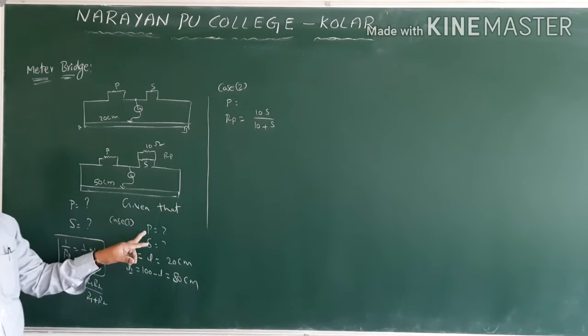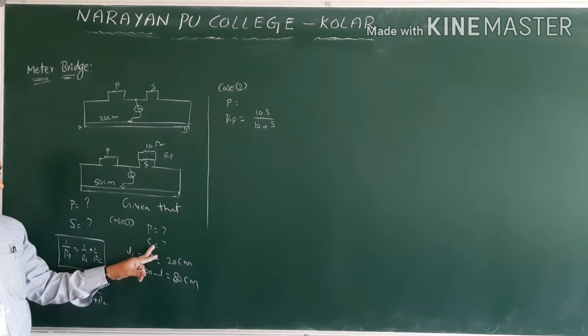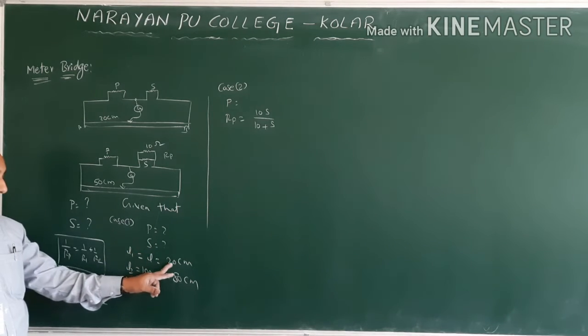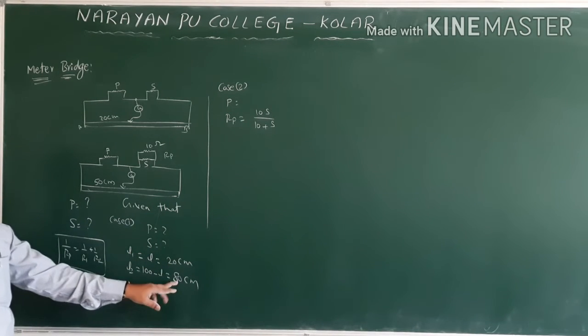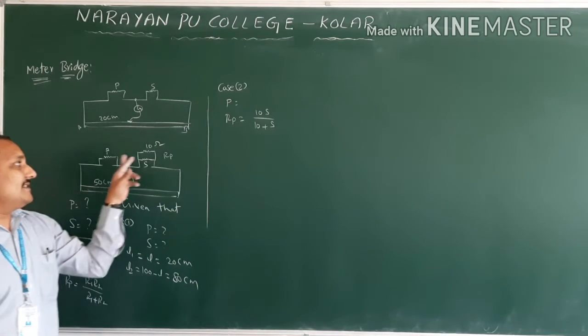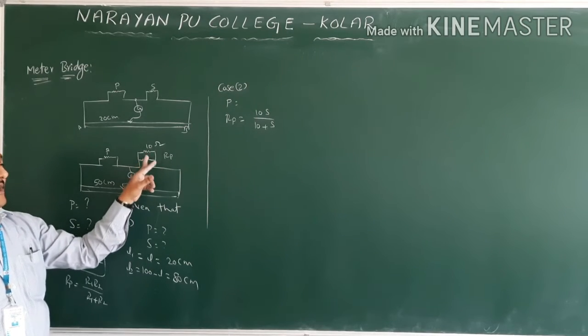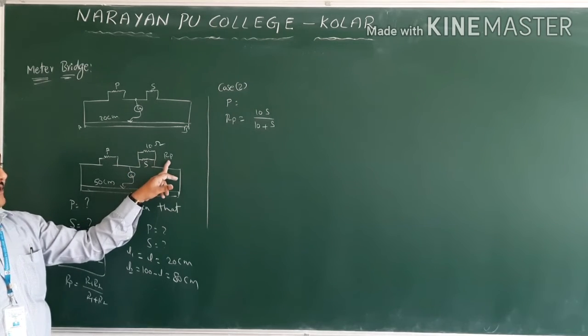In case 1, P we should find, S we should find. Left gap, right gap they connected. So when these two are connected, the balancing length is 20 centimeters. L2 is 80 centimeters. Now for S they connected 10 ohm in parallel. In the left gap P only is there, P is not changed. But in the right gap a new resistance comes because two resistors are combined in parallel. The new resistance value is Rp.